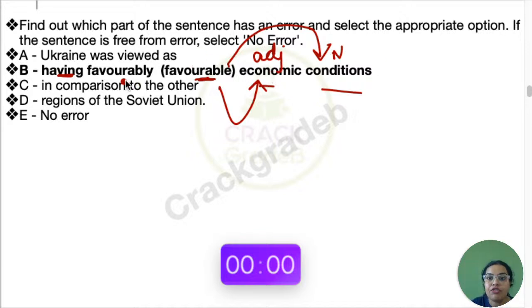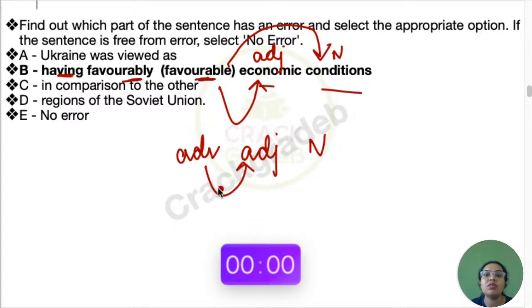Check karo. Favorably economic, is it giving you any meaning? The problem is not this. I can definitely use an adverb and then use an adjective and then use a noun. This happens. But in this case, adverb should make some sense with adjective. Here it is not happening. Favorably economic, unfavorably economic, ऐसा तो कुछ होता ही नहीं है. That's why we need to change this.